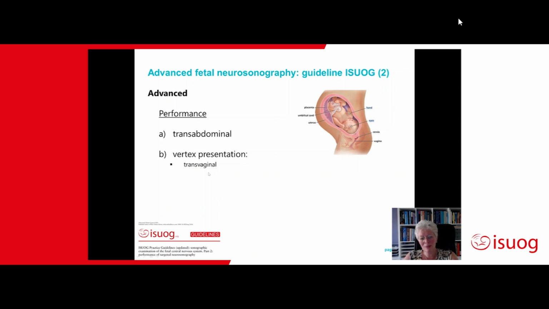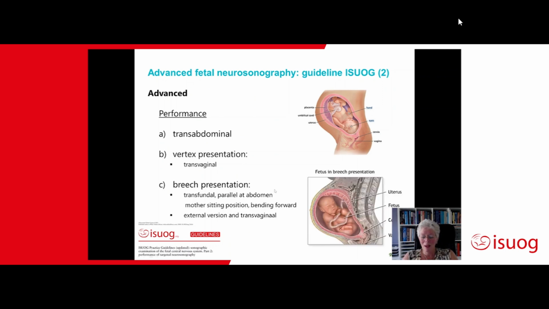There is a lot of reluctance to do a transvaginal scan, but our experience is that the reluctance is mostly from the sonographers and not so much from the patients. If the baby is in a breech position, you could also try to put the mother in an upright sitting position and let her bend a little bit forward, and then through the fundus you can scan the head of the baby parallel to the abdomen, and it will give you nice images. Of course, it's also possible to do an external version and scan transvaginally.